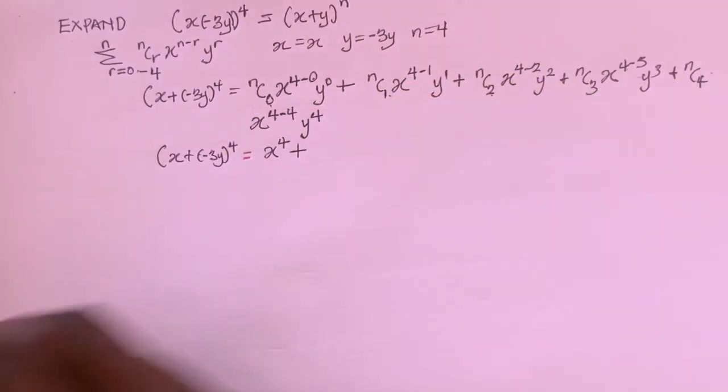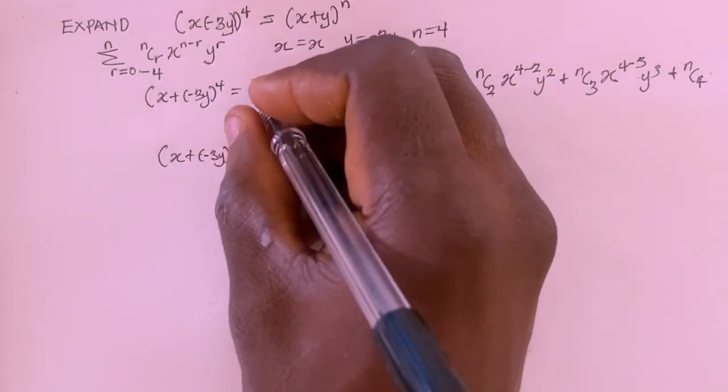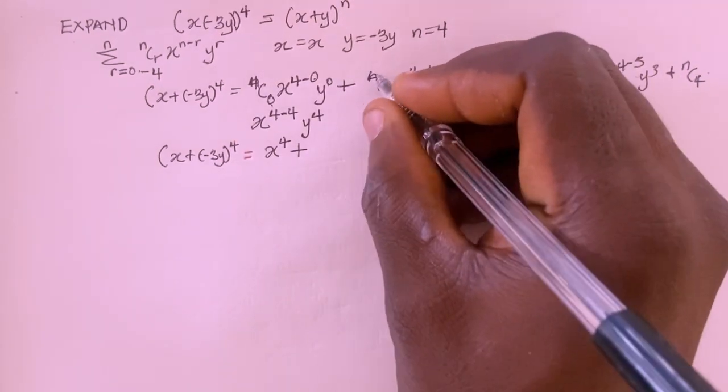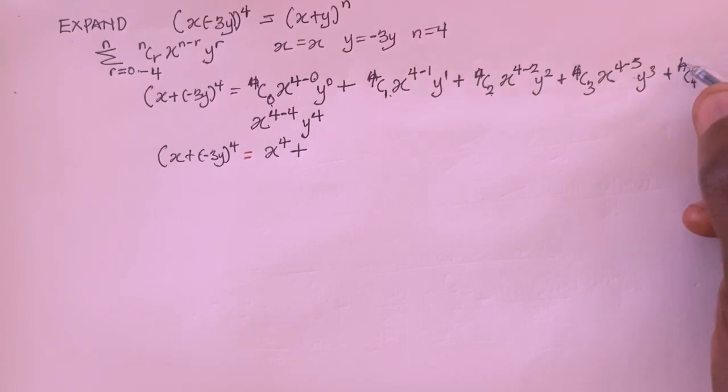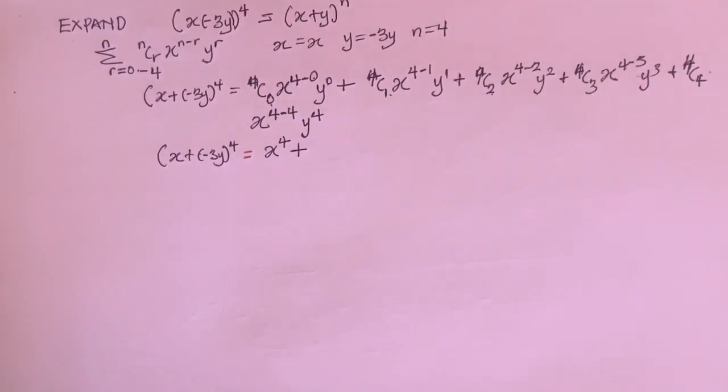Then plus n combination 1. What's our n? Our n is actually 4. I should have put 4 here. Exactly. Everything here is 4, as far as n is concerned, n is 4. Right? So here I'm going to have 4 combination 1.